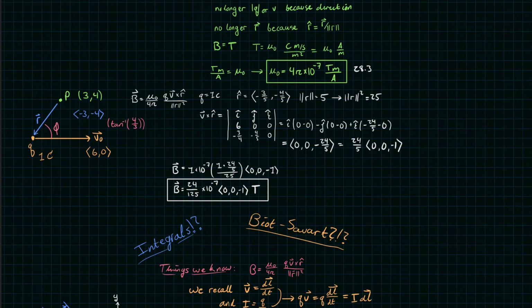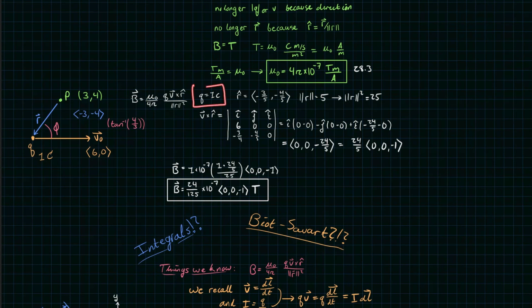But our point P is at this point here. Our point R is going to be that vector there. If we wanted our phi, that's our phi. We have our Q, which is equal to 1 coulomb, and our velocity vector is equal to this. Line it up with the grid lines. Hopefully that's accurate. So we're going to write down the things that we know. We do know this equation now.